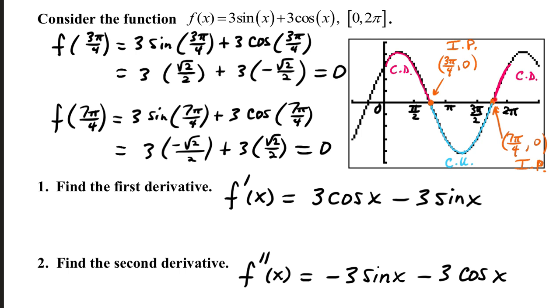The other place, 7π/4, when subbed into the original function, also leads to 0. So these orange ordered pairs, they're both inflection points. Concave down from 0 to 3π/4, also from 7π/4 to 2π. That also matches our number line part on number 4 below. And then we were concave up between 3π/4 and 7π/4.